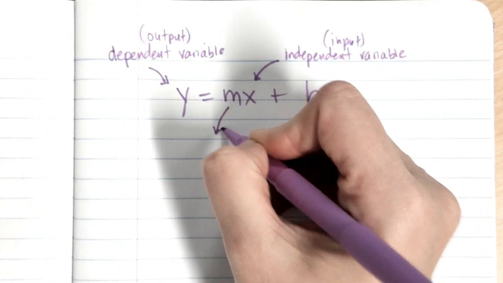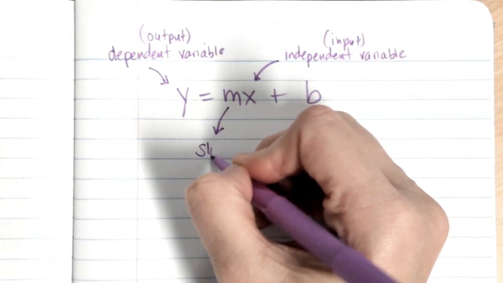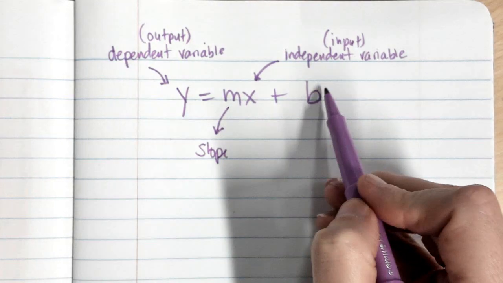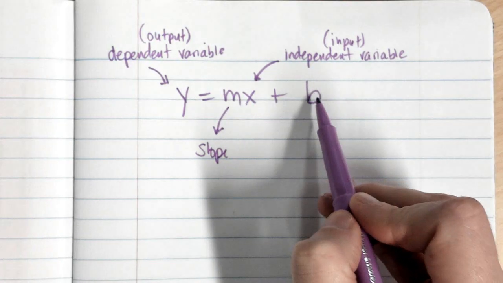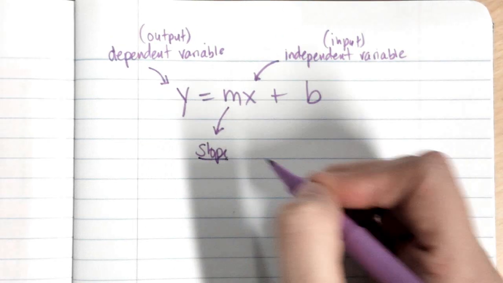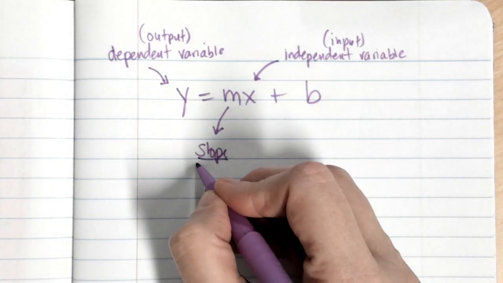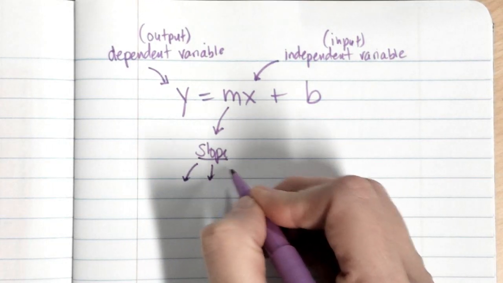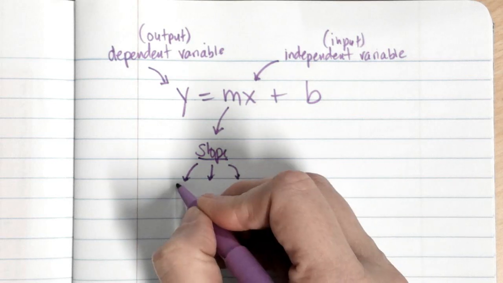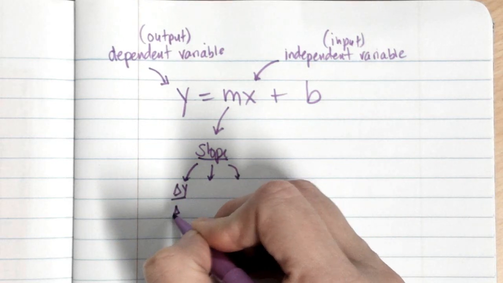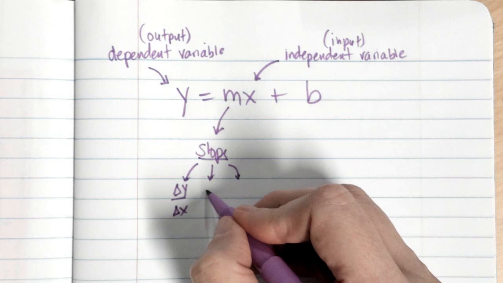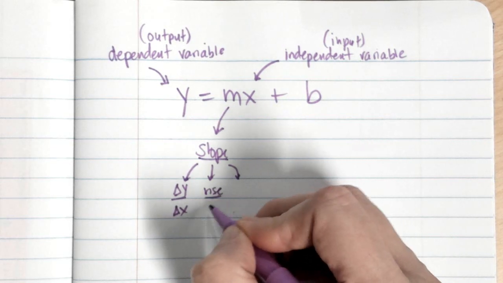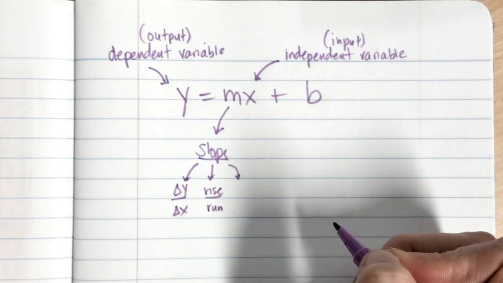Okay? So m stands for slope. That's why we call this slope-intercept form, because we have the slope and the y-intercept. So m stands for slope. We can find slope in basically three ways. We can do delta y over delta x. We can do rise over run.